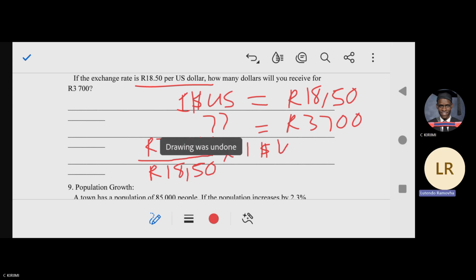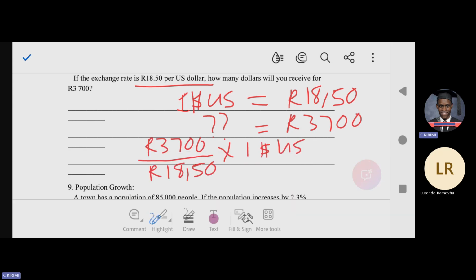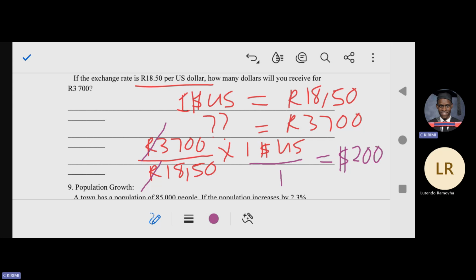1 US dollar, USD. So which means the rands are going to cancel out. You must check the units and how they are going to cancel out. So the rand will cancel this rand. Then the final answer automatically you can see will be in US dollars because there is no other unit canceling with the US. So that's why the answer is 200 what? $200, US dollars. So you put 200.